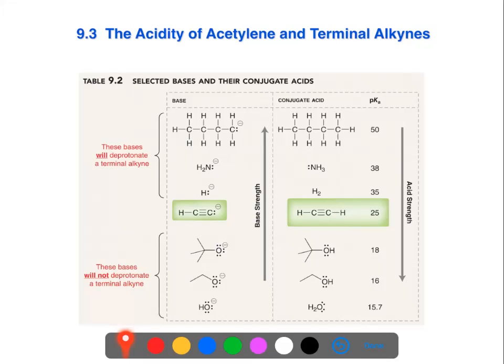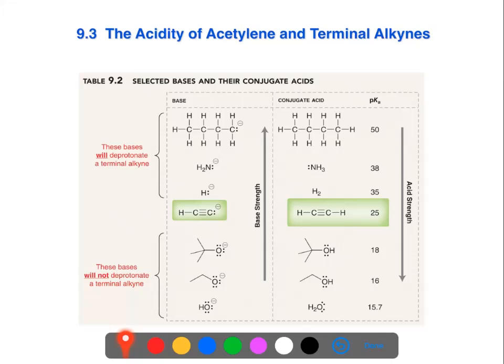In your text, Table 9.2 lists a variety of bases and their conjugate acids. And as you recall, the strongest bases will be prepared from the weakest acids. You can see midway through our table, we have the conjugate base of the terminal alkyne, and the pKa of the acid from which it came, in this example ethyne, is around 25. And so in order to deprotonate ethyne, or terminal alkynes in general, we need to use bases that are stronger than the resulting alkanide ion.